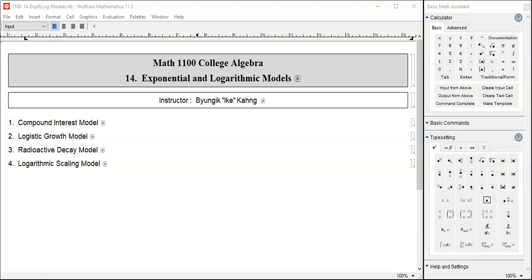Hello students, welcome back. We went through the compound interest model. Now let's go to the logistic growth model.